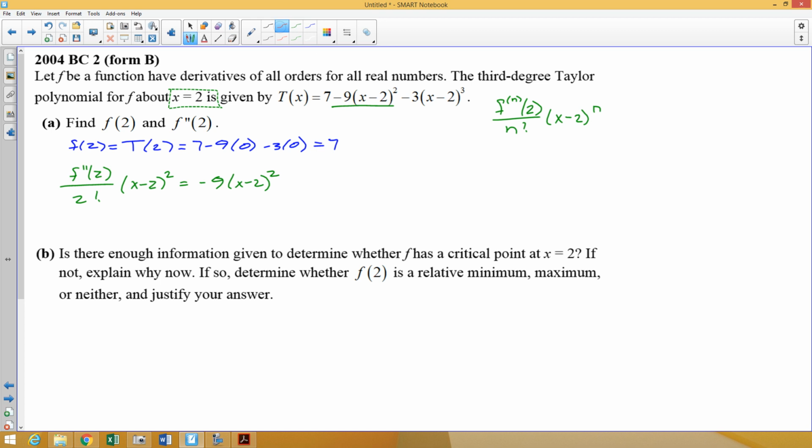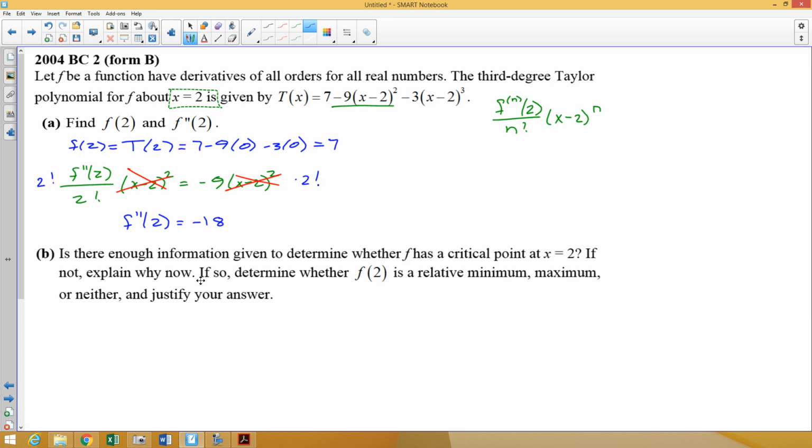The x minus 2 terms can divide out, and so what we're left with is f double prime of 2 over 2 factorial equals negative 9. If you multiply both sides by 2 factorial, which is just 2, you get f double prime of 2 is equal to negative 9 times 2 factorial, which is negative 18. And so there are your answers for part A.